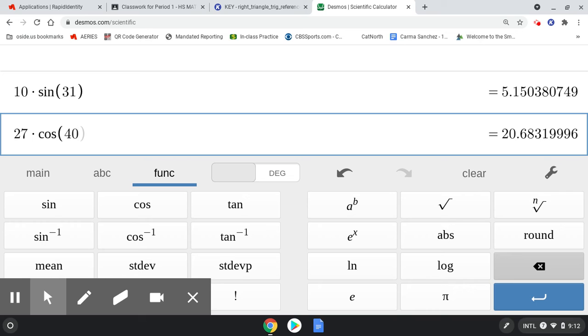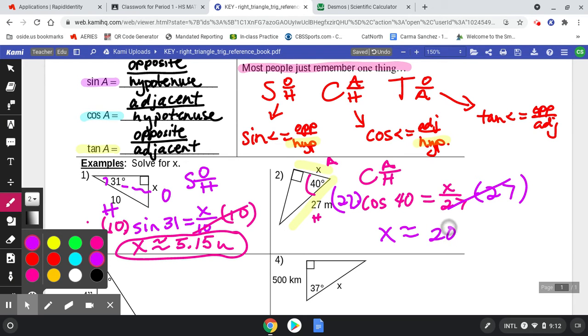And we get 20.68. How'd you do? Because I'm rounding, I need to use the approximation symbol because it's a rounded answer.